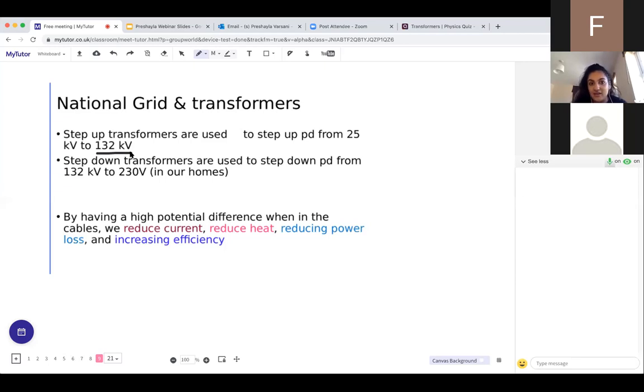So again, another kind of chain process where one thing links to another and leads to another. So by having a high potential difference, we reduce that current. If we reduce current, we reduce heat. If we reduce heat, we reduce the amount of energy lost to heat, which means there's more energy to go through the cables. And therefore, we increase efficiency. It's more cost effective.